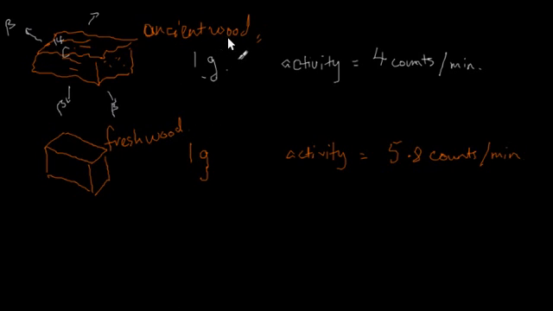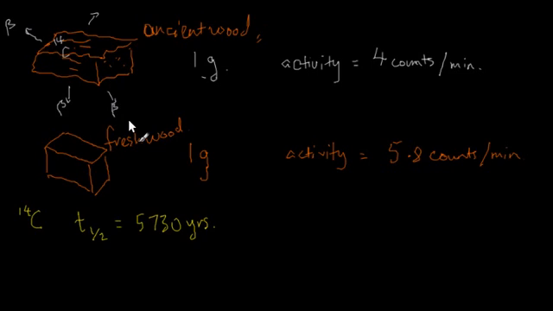And in order to determine the age of this ancient piece of wood, we need to know the half-life of carbon 14. So the carbon 14 half-life, suppose that it's given. Someone else has already measured it for us, and the value is 5,730 years. So now that we have all this information, we want to determine the age. We want to know how old this piece of wood is.